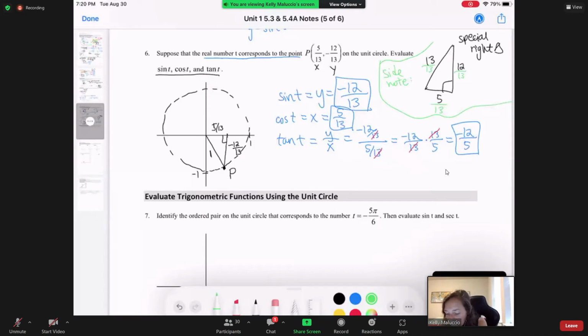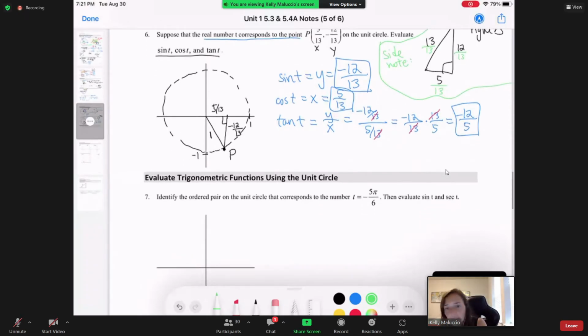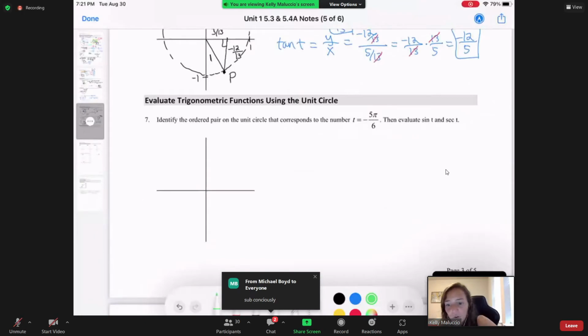So now we're going to evaluate trig functions using our unit circle. And again, I was doing this earlier, unbeknownst to me. I can't think of the word that it's called, but I was doing this earlier by accident, even though you guys may not have known what I was talking about. So let's take a look at this.